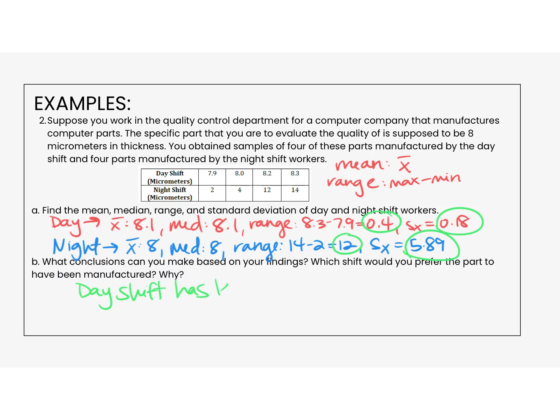So the day shift has less variability, which means that we have a better chance of them being close to that 8 micrometers that we want. So I would choose the day shift.